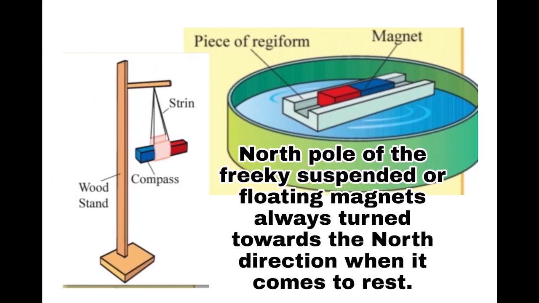When a freely suspended magnet or a floating static magnet comes to rest, the north poles of these magnets are always turned towards the geographical north direction.